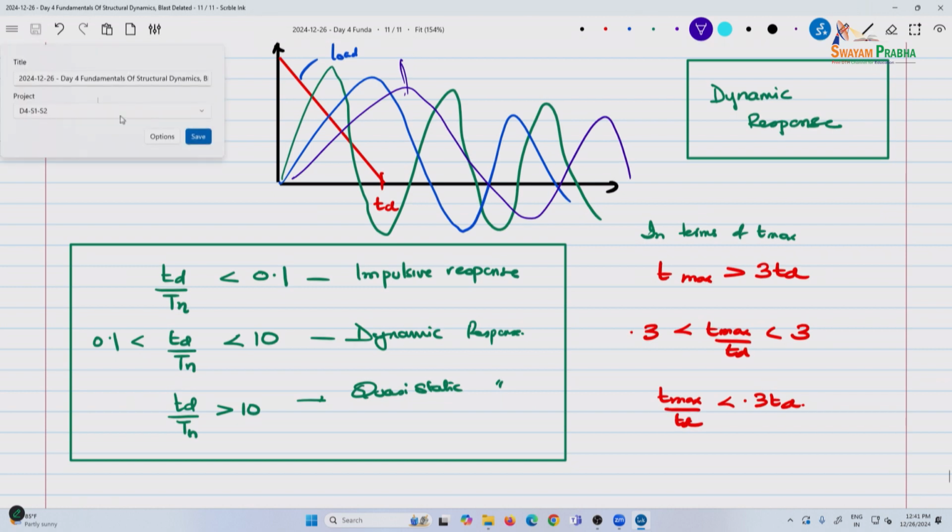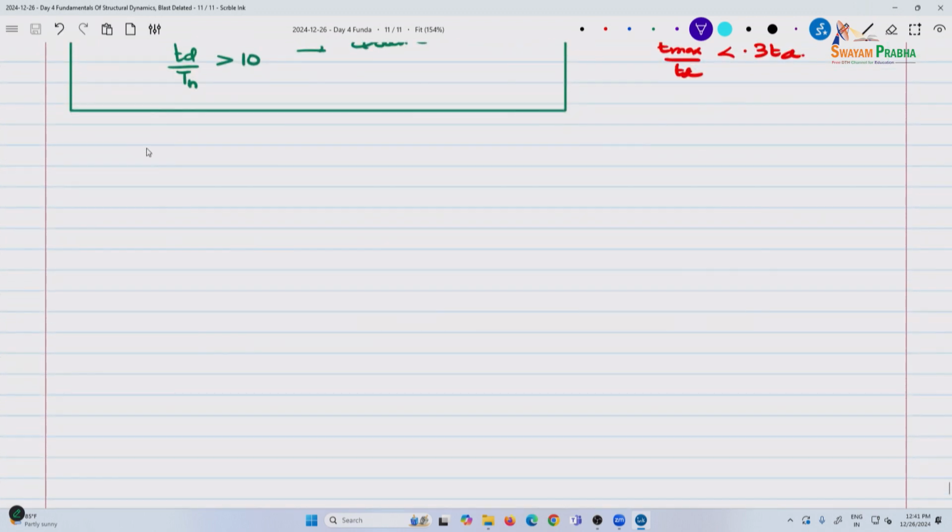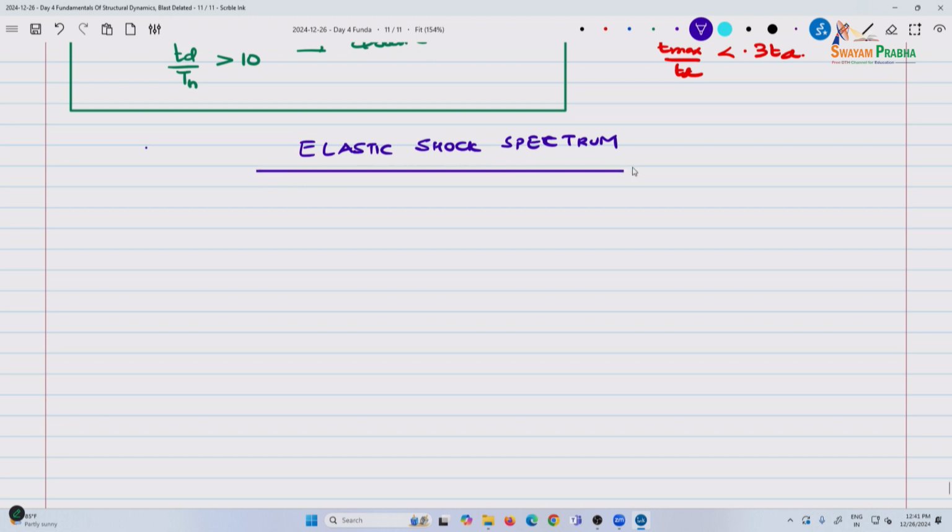We haven't introduced any files yet. So, if you were to draw a shock spectrum, this is an elastic shock spectrum. And you know how to develop one by now.